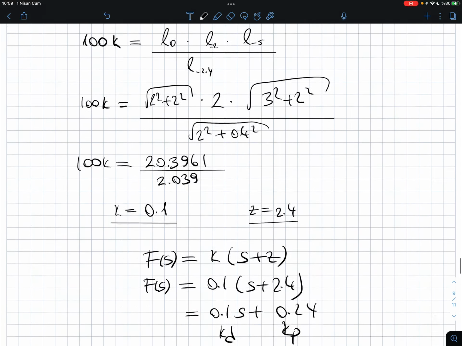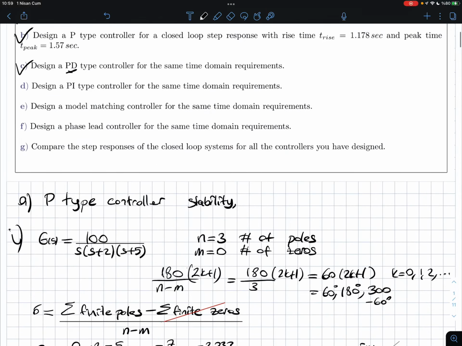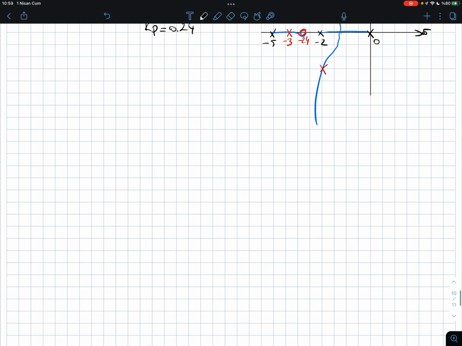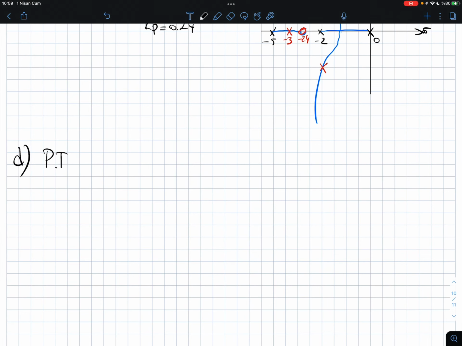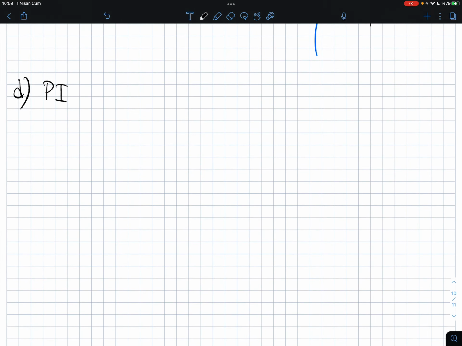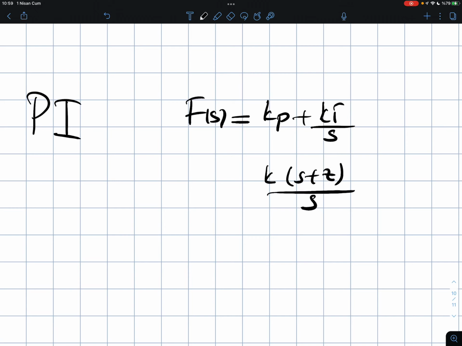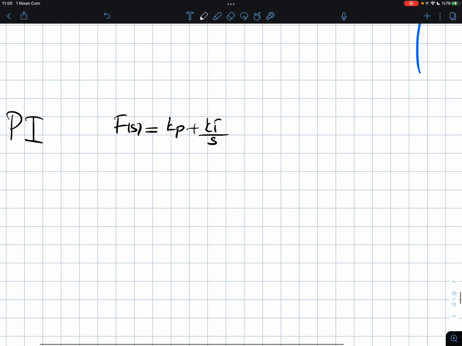So for the PI controller, so was it C? I immediately forgot. So let me check again. D. PI type controller. Now again, I'm going to use the algebraic method. Therefore, I'm going to define my controller as F(s) equals Kp plus Ki divided by S. I might also use the following definition, but I'm not going to. If you're not interested in the poles and zeros, then never ever go ahead and use this. Use Kp, Ki, and Kd coefficients instead of poles and zeros, for the algebraic method, of course.